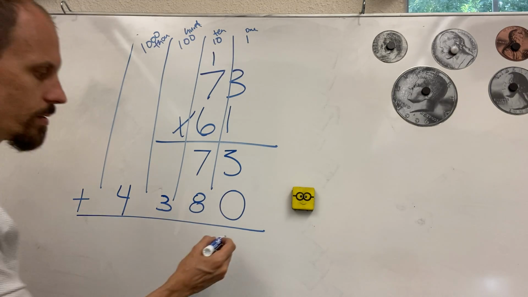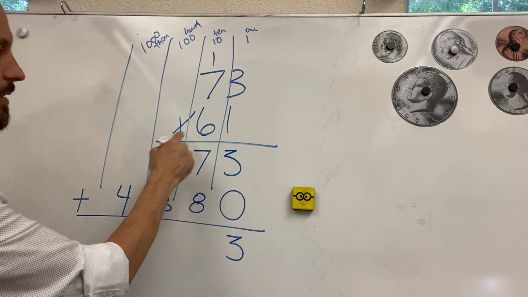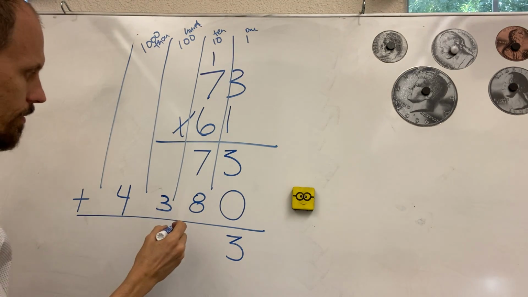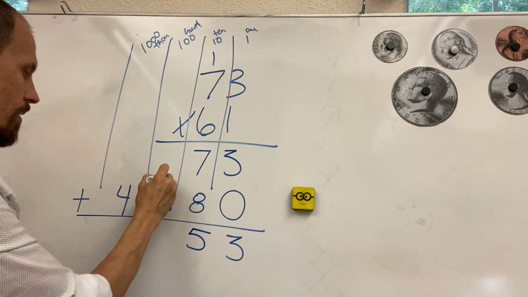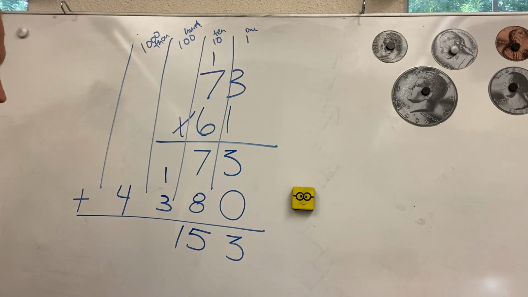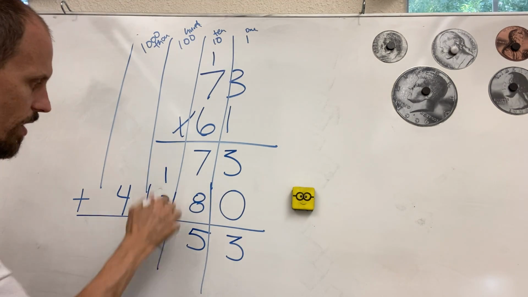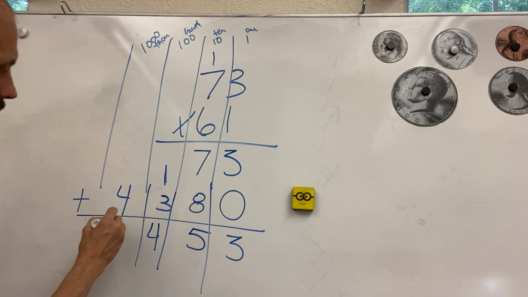3 plus 0 is 3. 7 plus 8 is 7, 8, 9, 10, 11, 12, 13, 14, right? 15. Carry our 1, because we don't write 15 here, do we? No, because we have one number per column. So that 1 goes up here. Then you go 3 plus 1 is 4, and then 4.